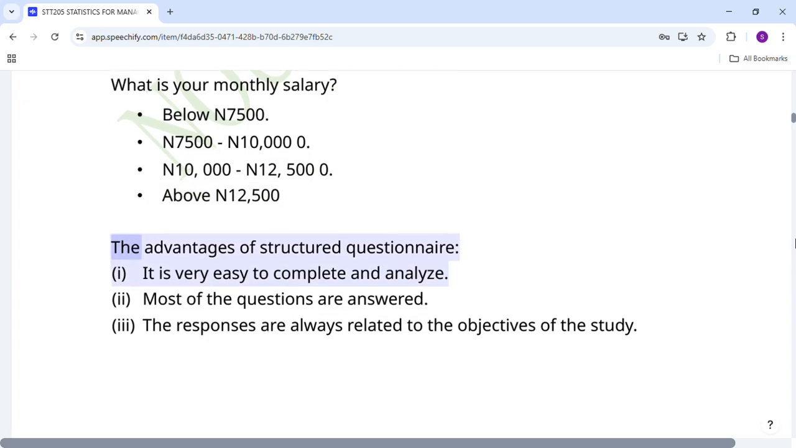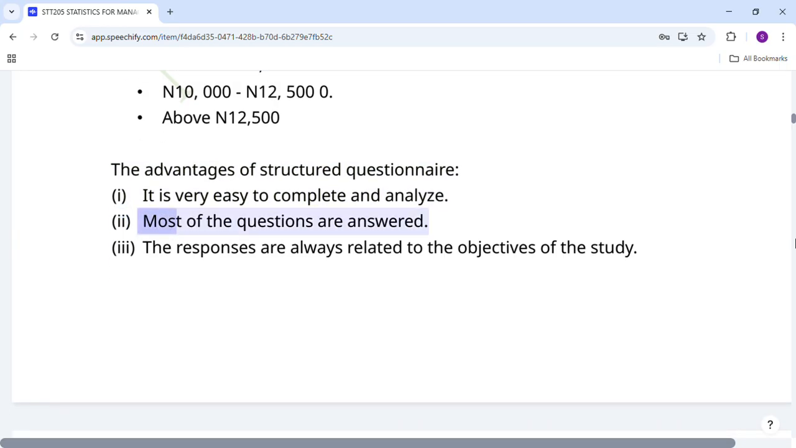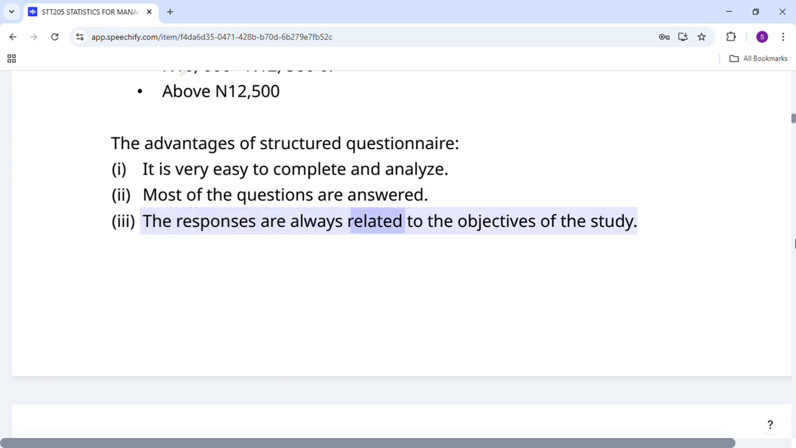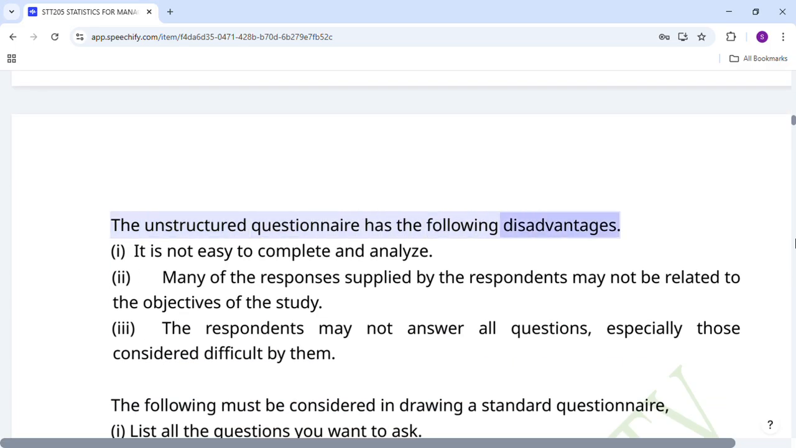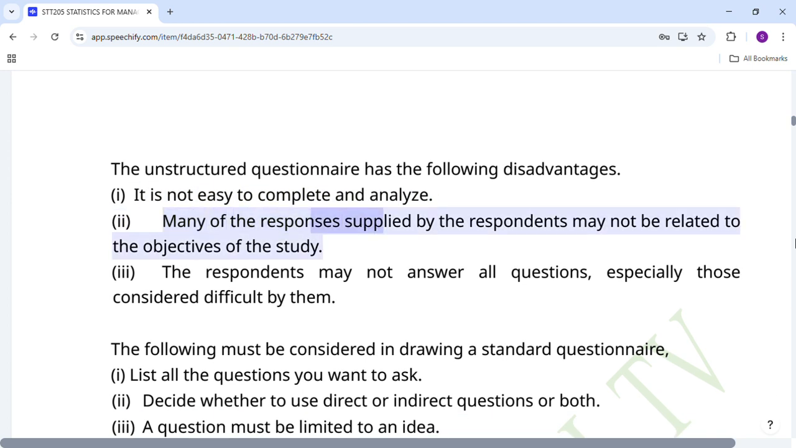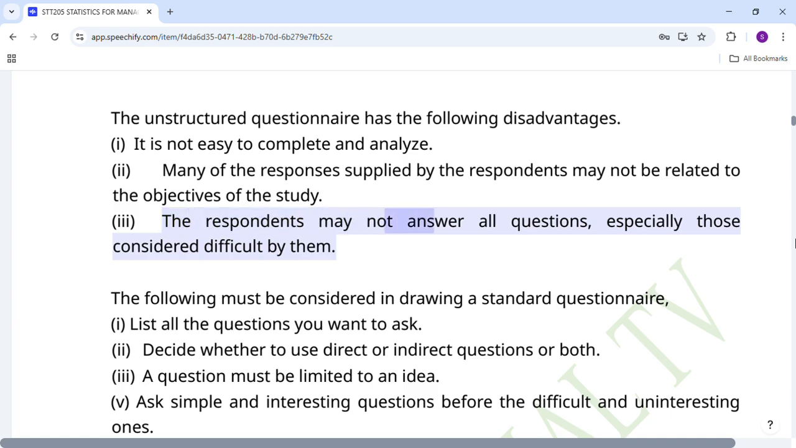The advantages of a structured questionnaire: 1. It is very easy to complete and analyze. 2. Most of the questions are answered. 3. The responses are always related to the objectives of the study. The unstructured questionnaire has the following disadvantages. 1. It is not easy to complete and analyze. 2. Many of the responses supplied by the respondents may not be related to the objectives of the study. 3. The respondents may not answer all questions, especially those considered difficult by them.